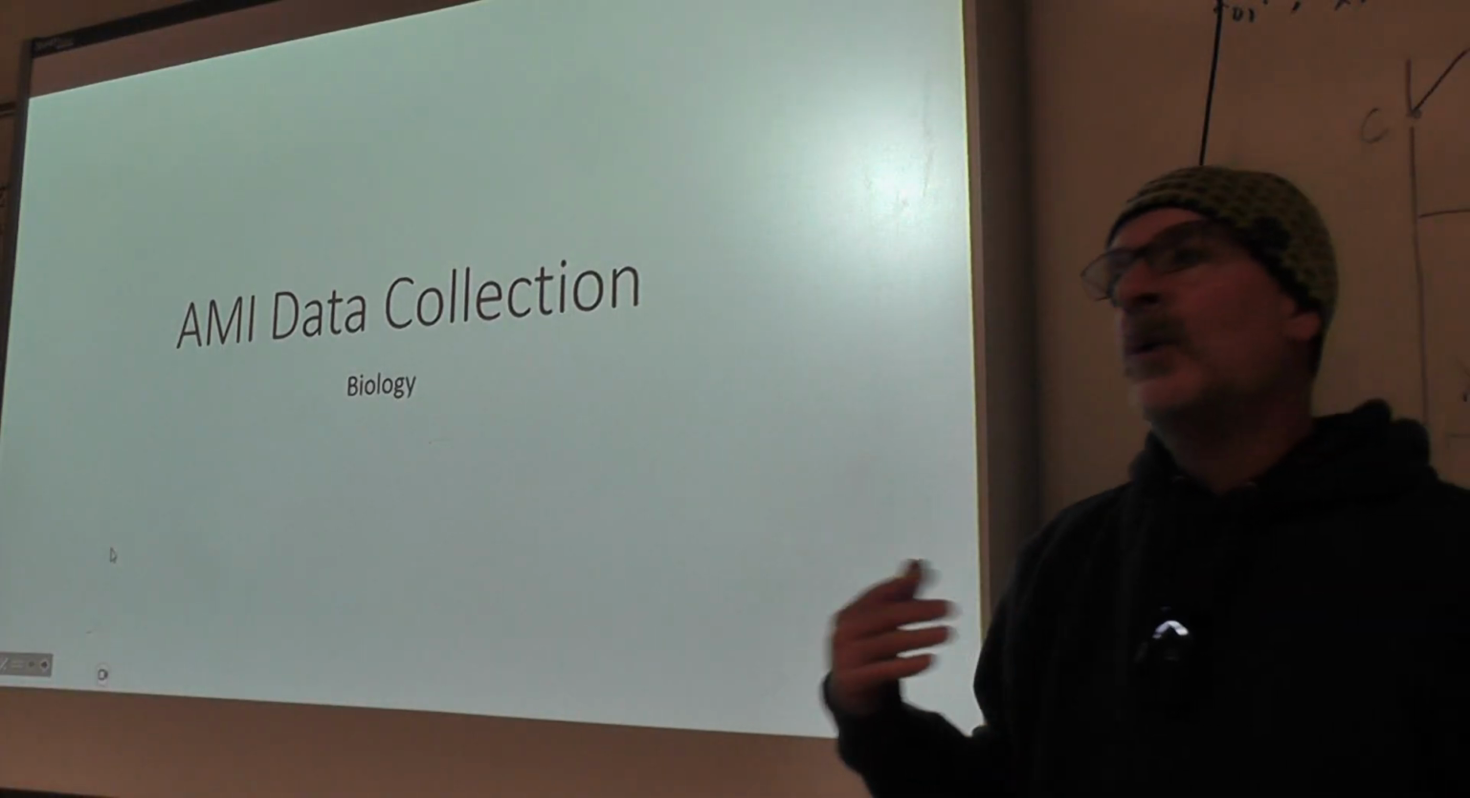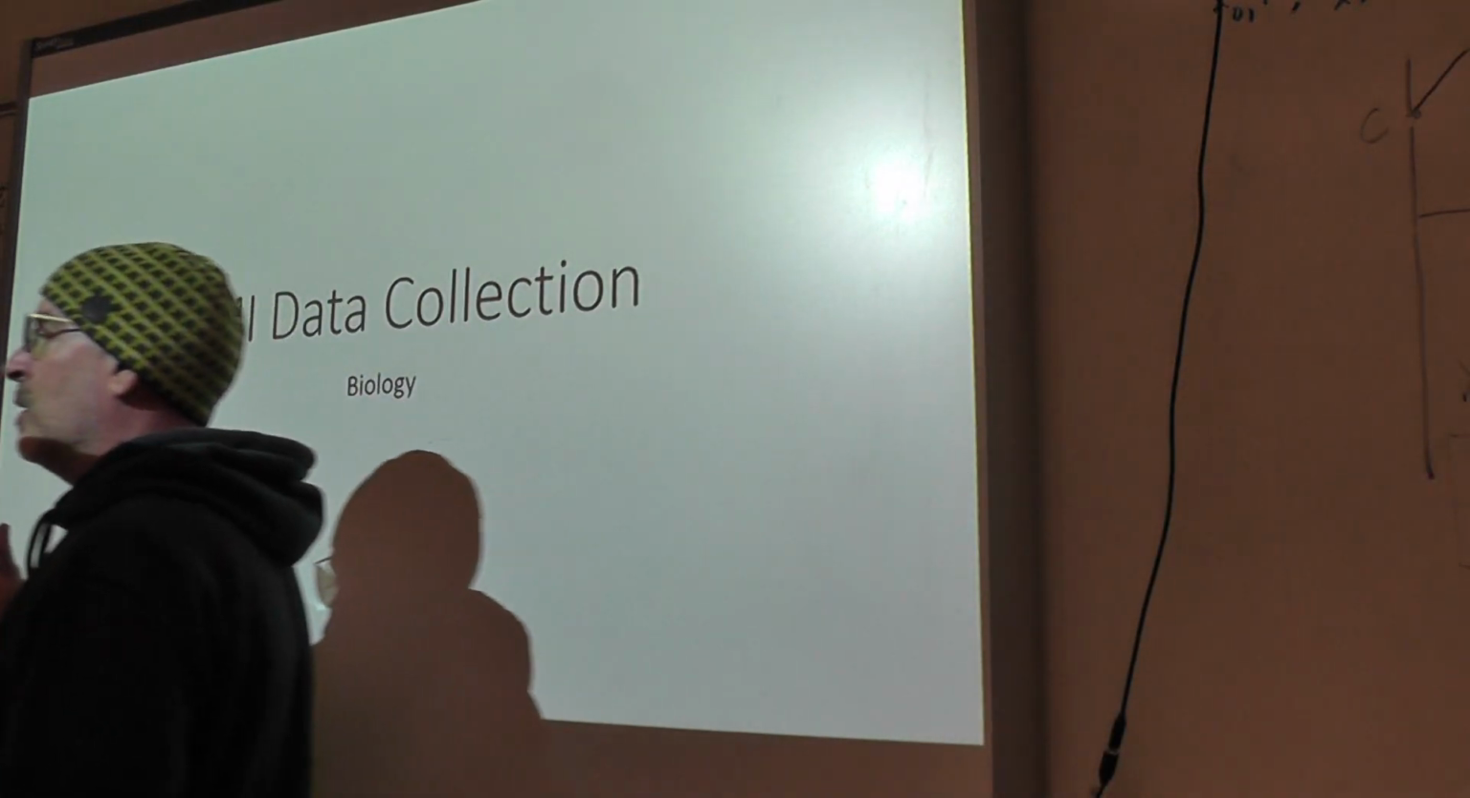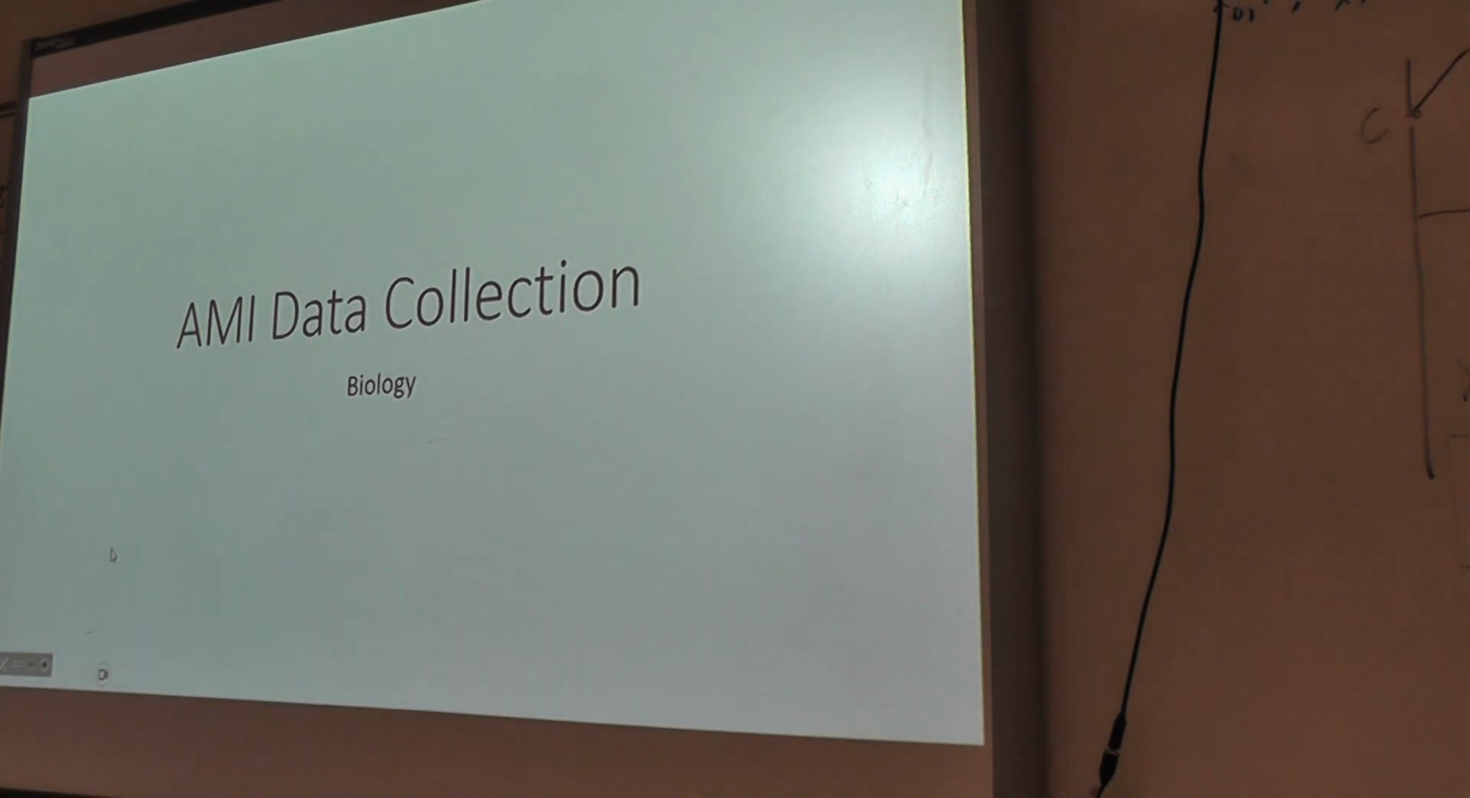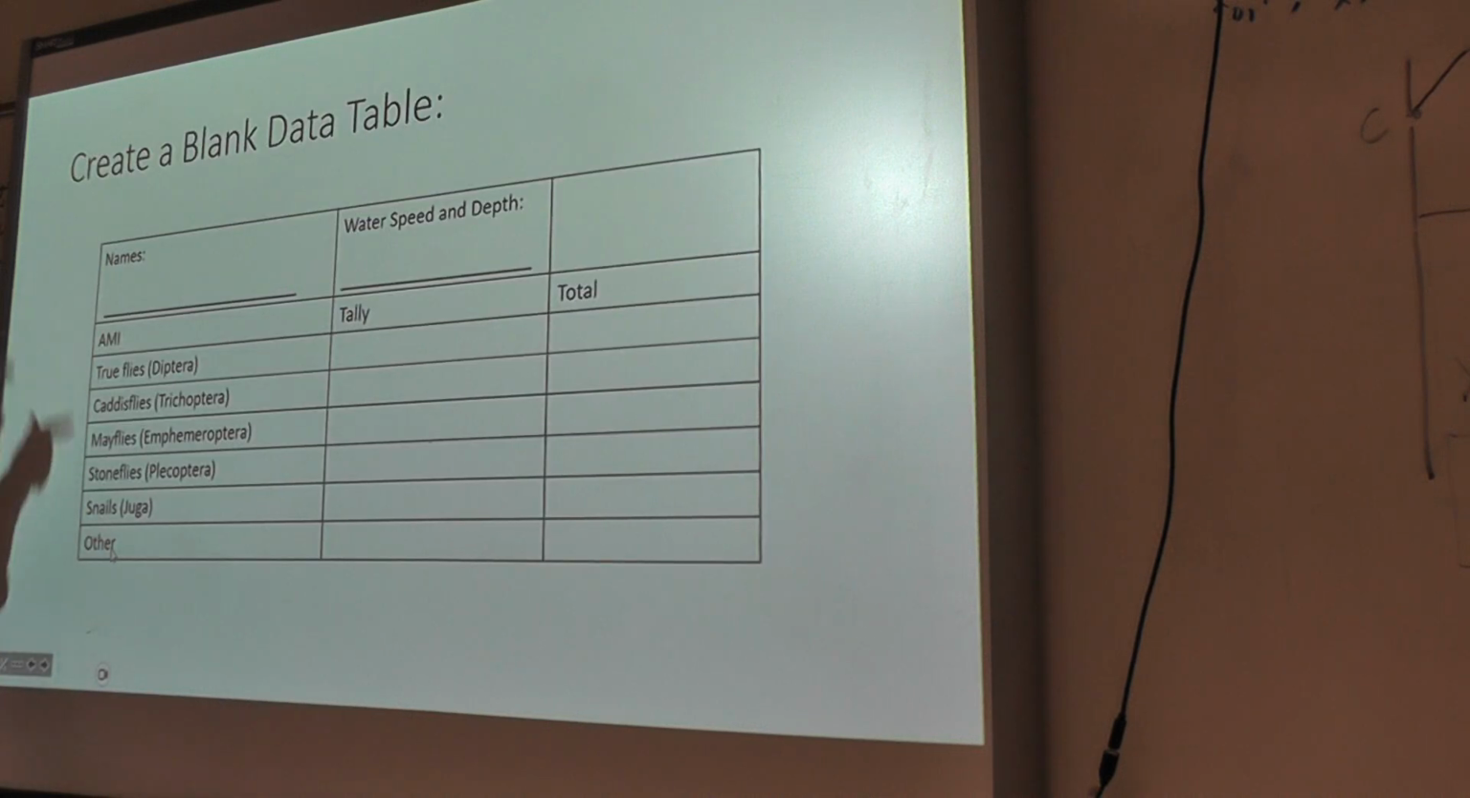All right, so when you go out today, the data that you collect needs to get written down, and then it's going to be entered into your Chromebook after you've got it. So this is the data table that I want you to put in. And what you need, basically, is 3 columns.